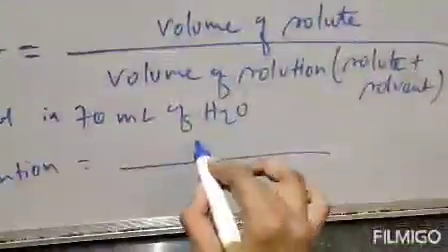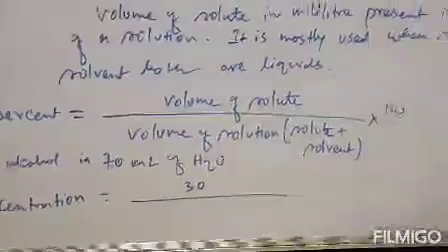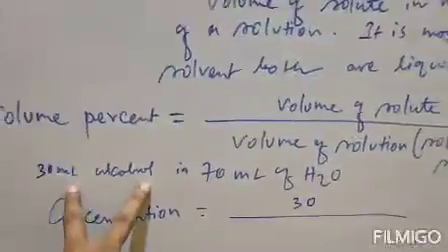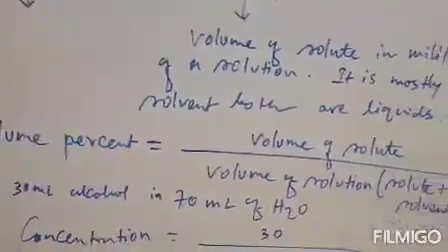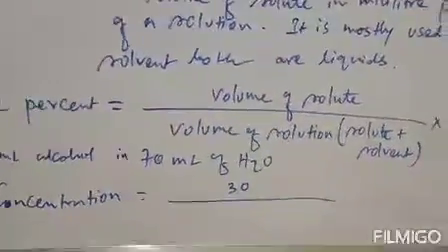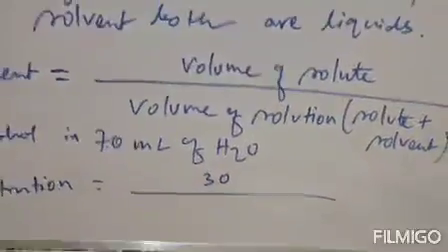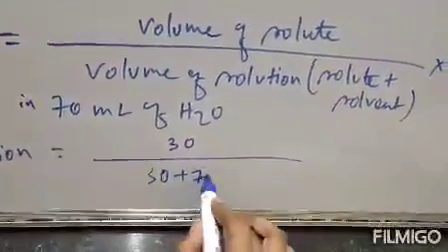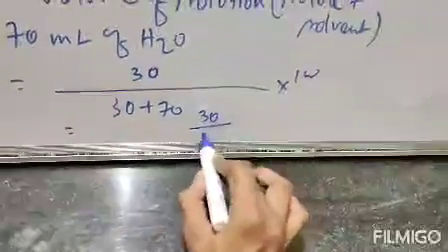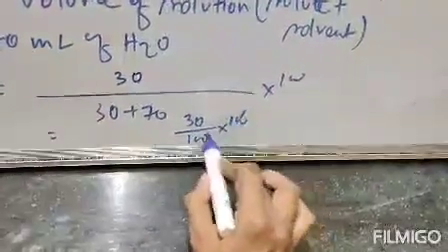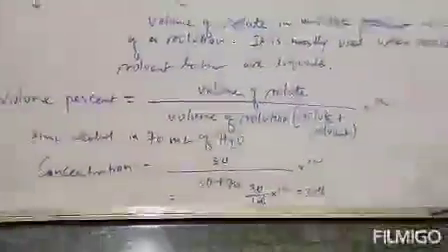So volume of solute, that is volume of alcohol, is 30 milliliter, divided by volume of solution. Solution means solute plus solvent. If alcohol is the solute, then water will be the solvent, because water is the medium of dissolution. So volume of solution means volume of alcohol plus volume of water, that is 30 plus 70, into 100. Now calculate: 30 divided by 30 plus 70, that is 100, into 100, reduce, it will be 30%. So concentration will be 30%.